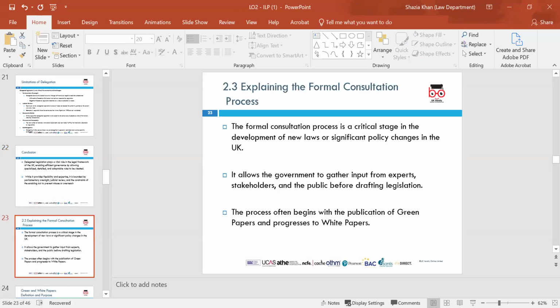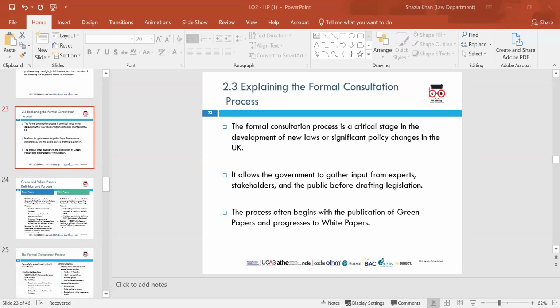Next one is 2.3. Explain the formal consultation process. The formal consultation process is a critical stage in the development of new laws or significant policy changes. The process begins with the green paper and progresses onto the white paper. So the green paper and the white paper.